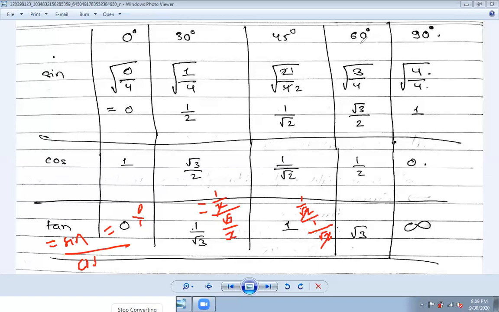In the same way, tan 60 is sine 60 by cos 60, so it is root 3 by 2 divided by 1 by 2. So 2 will be cancelled. What is the number left? It is root 3. Okay, and here it is 1 by 0, so 1 by 0 means it is infinity.